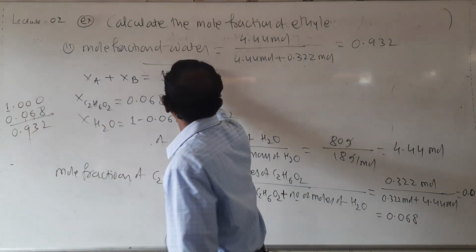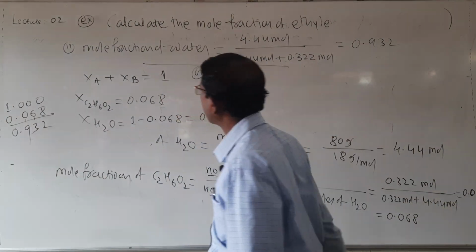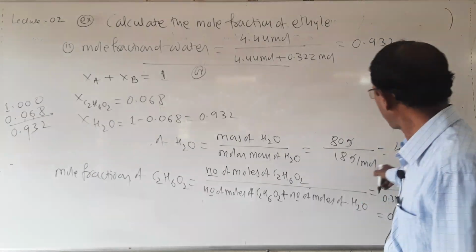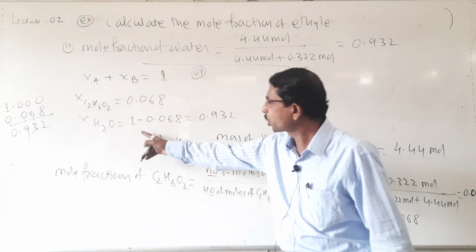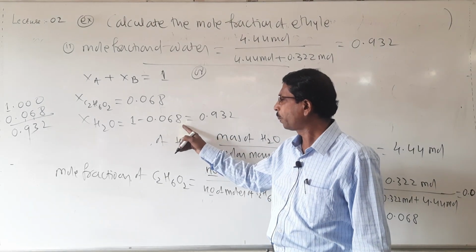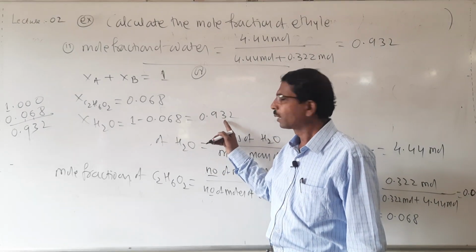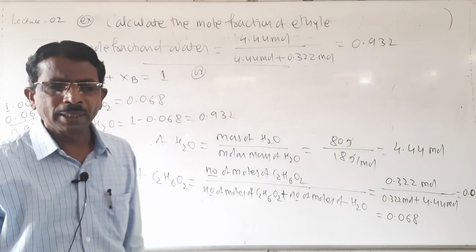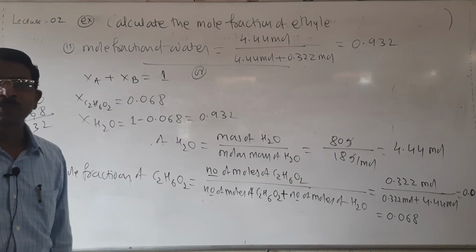So here is another shortcut method. XA plus XB is equal to 1, and X of ethylene glycol is equal to 0.068, and X of H2O is equal to 1 minus 0.068, which is 0.932. So it is another method here. So that is about mole fraction.